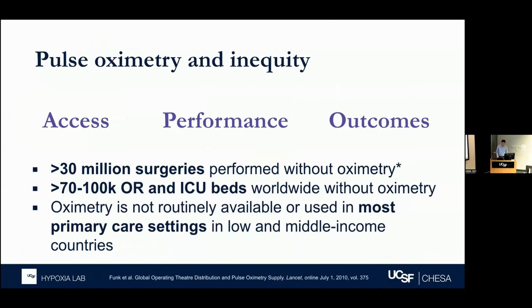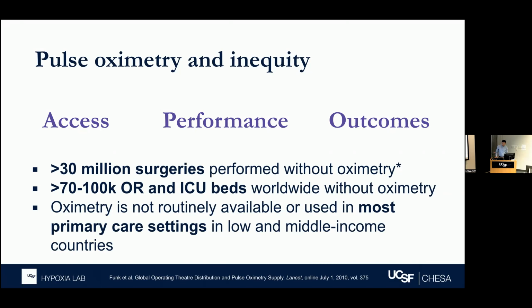So CHESA is committed to addressing inequities in healthcare globally, and these definitely exist in pulse oximetry. And there are three major areas. And the first is access, and this has always been the big problem. So here are just a few relevant statistics highlighting the issues surrounding access to pulse oximetry. There's greater than 30 million surgeries performed without pulse oximetry yearly. 70 to 100,000 ORs and ICU beds worldwide do not have pulse oximetry. And pulse ox is not routinely available in primary care settings in low to middle income countries.